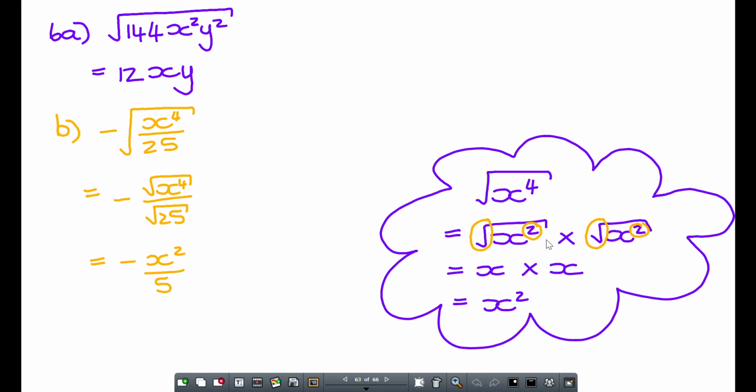Six A. Yeah, remember square root of x to the power of 2. That to the power of 2 and the square root cancel each other out, so that's why only x is left. And the same for the y squared.